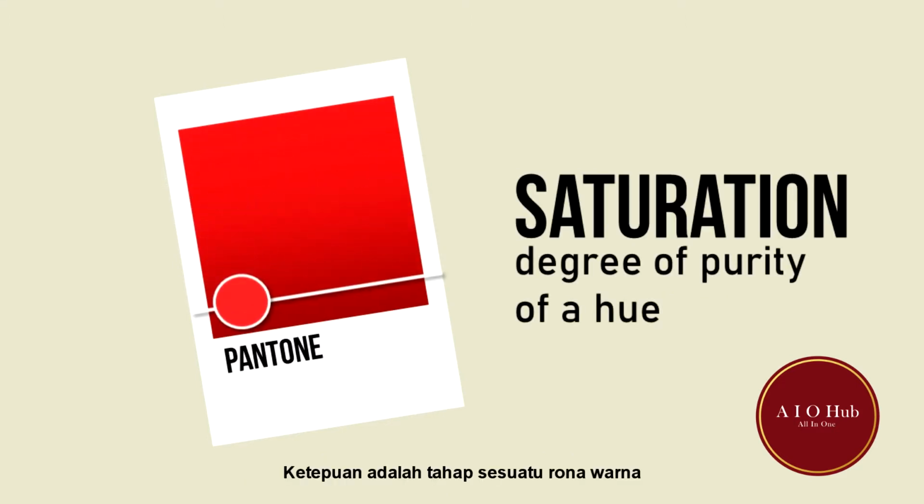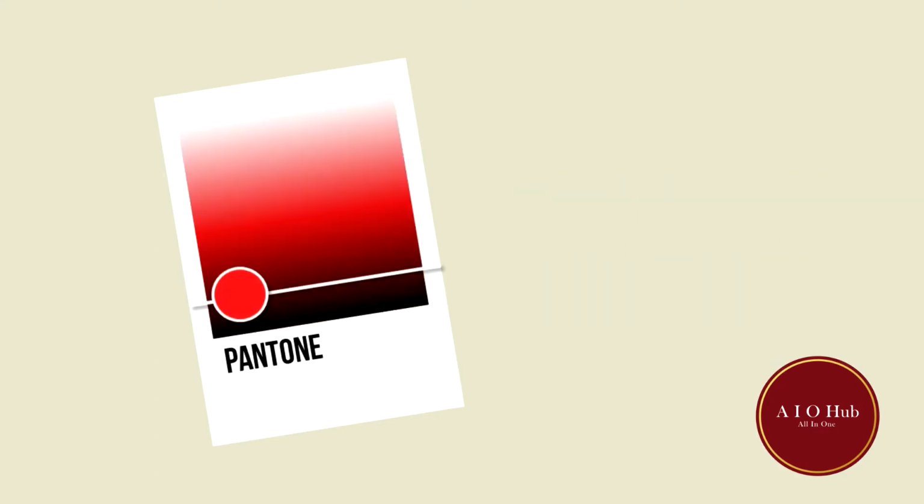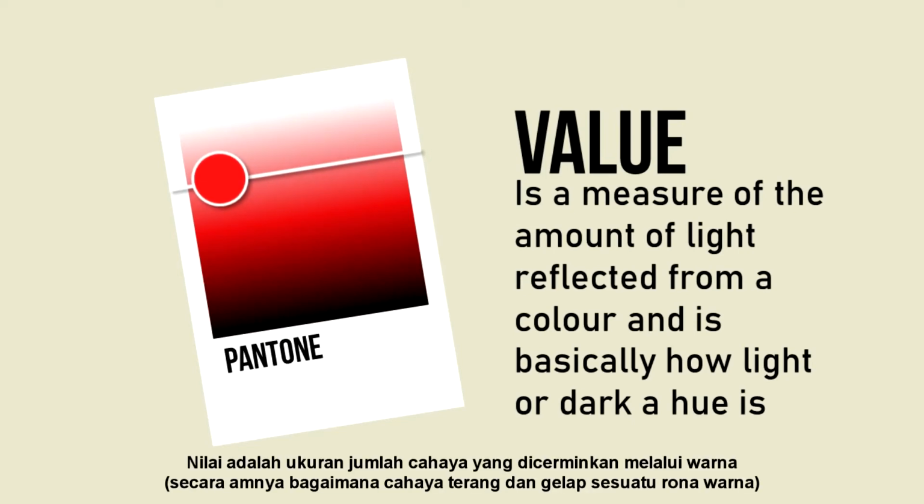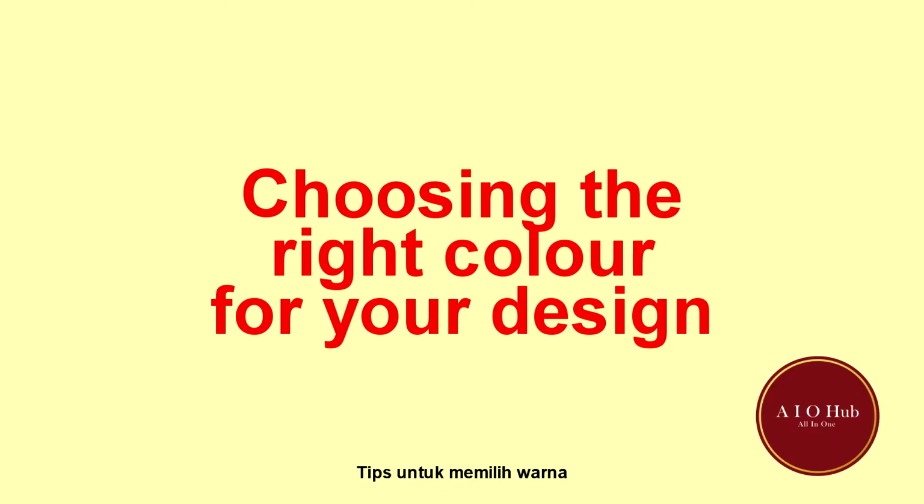Saturation. Saturation is the degree of purity of a hue. And the last one is value. Value is a measure of the amount of light reflected from a color and is basically how light or dark a hue is.